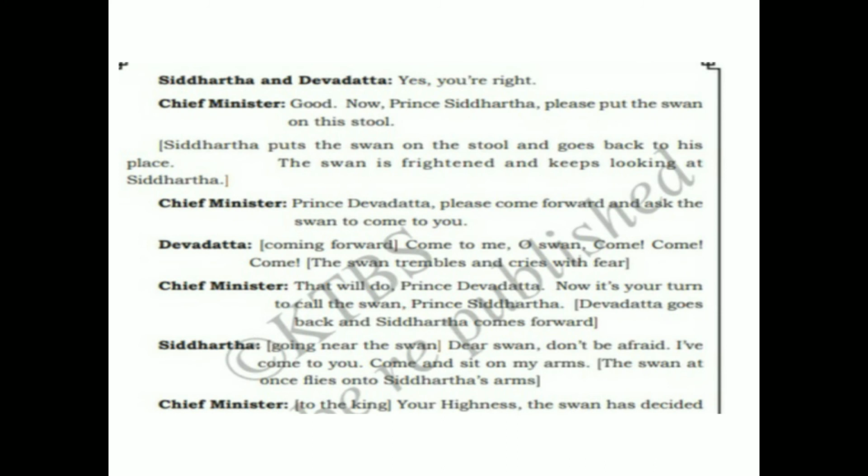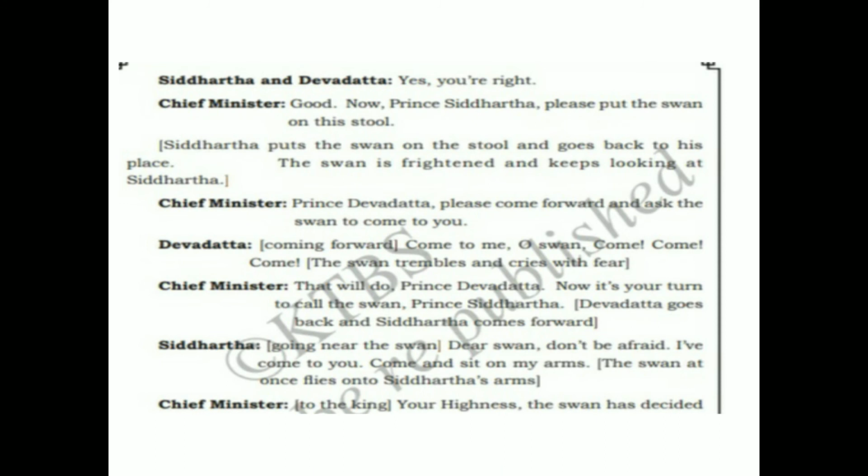Now, Prince Siddhartha, please put the swan on the stool. There is one small bench, a stool. So, keep the bird on the stool. Siddhartha puts the swan on the stool and goes back to his place.